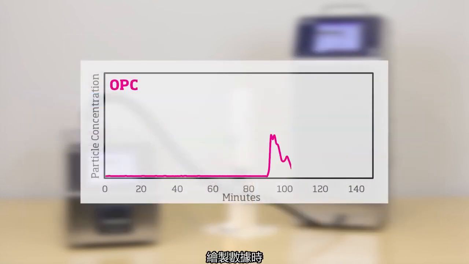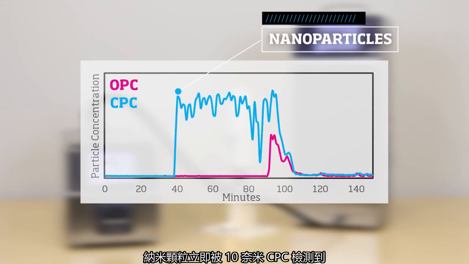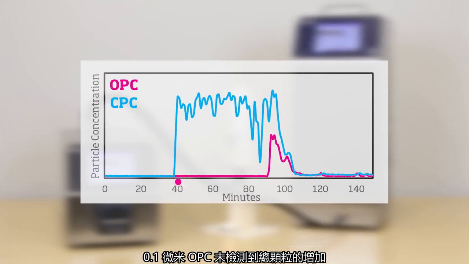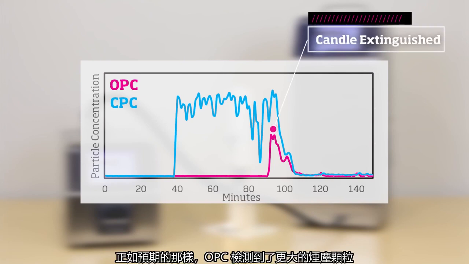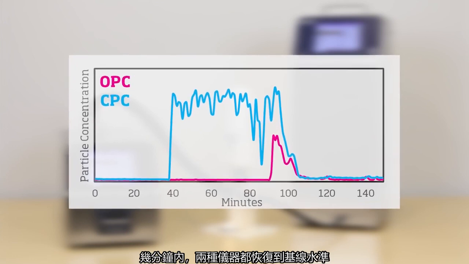When the data is graphed, differences between the two instruments are even more apparent. After the candle was lit, nanoparticles were immediately detected by the 10 nanometer CPC. No increase in total particles was detected by the 0.1 micron OPC. When the candle was extinguished, larger soot particles were detected by the OPC as expected. Within minutes, both instruments returned to baseline.